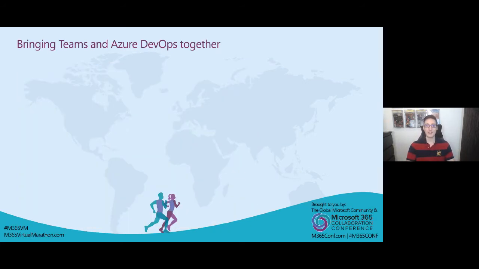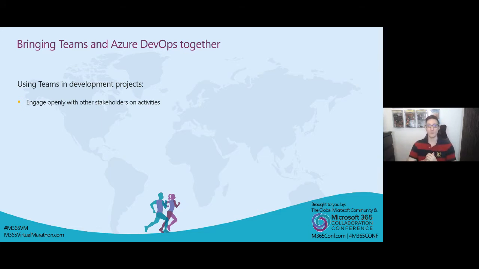Now, so I've been talking about DevOps, I've been talking about Teams. Why do we bring them together, or how do we bring them together? So when you're working in a development project, you're not just working within that small development team, but you also have some other stakeholders. As mentioned earlier, important for DevOps, you want to get feedback very often from the other stakeholders, so people who are using your platform or people who are sponsoring your development efforts, for example. You want to engage with them openly, and that's where Teams can help you.